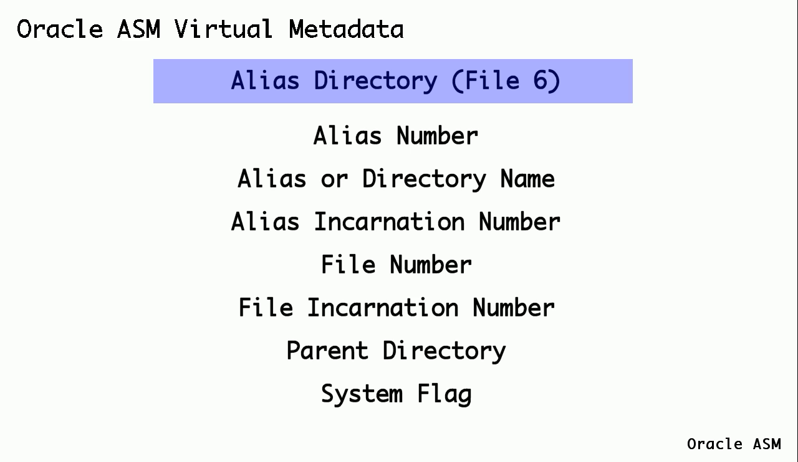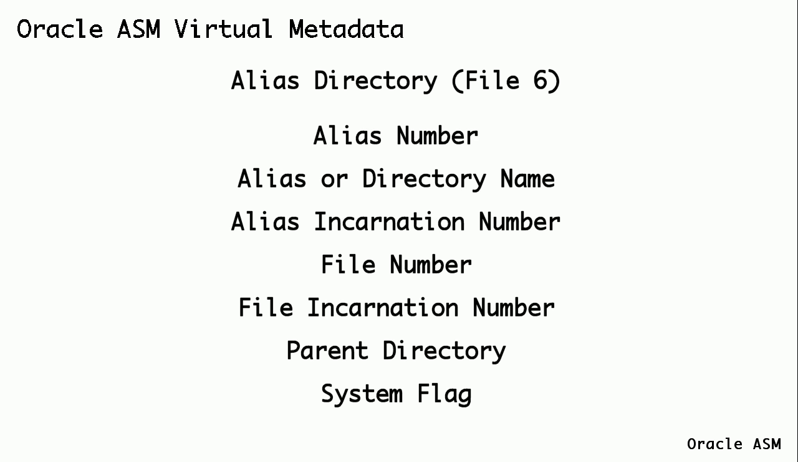Next, Oracle ASM Virtual Metadata Structure is alias directory. File number for alias directory is 6 in every disk group. In ASM, an alias can be a system-created alias or a user-created alias. An alias can be a system directory or a user directory. Alias directory is used to keep track of all the metadata for aliases.